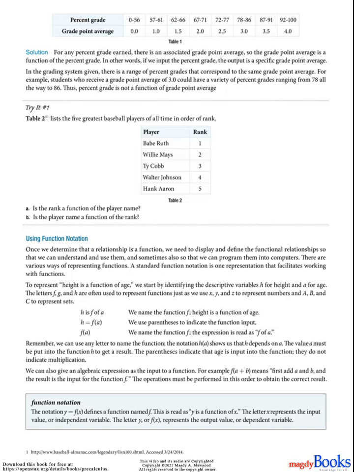To represent height as a function of age, we start by identifying the descriptive variables, h for height and a for age. The letters f, g, and h are often used to represent functions just as we use x, y, and z to represent numbers, and a, b, and c to represent sets. h is f of a. We name the function f. Height is a function of age. h equals f of a.